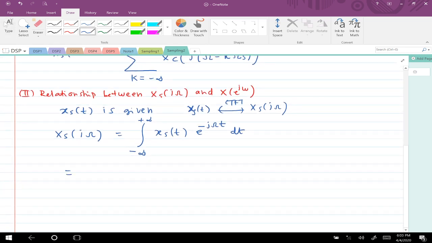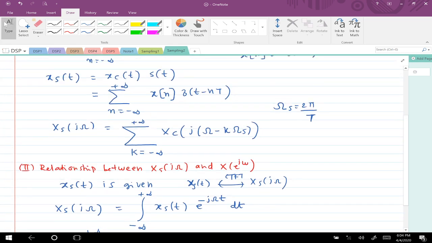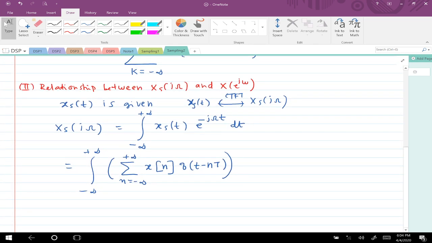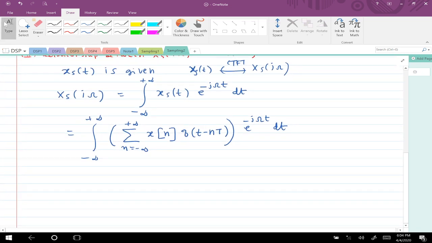So this is equivalent to the integral from minus infinity to plus infinity of the summation over n varying from minus infinity to plus infinity, x of n into delta of t minus nT, right? Delta of t minus nT. This is the expression for Xs of t, anyway multiplied with e power minus j omega t dt. Okay, now pay attention here.